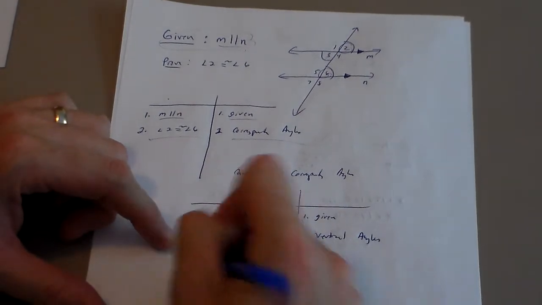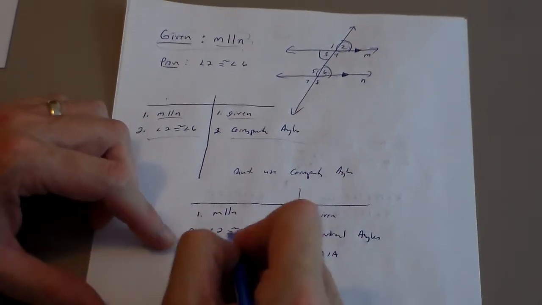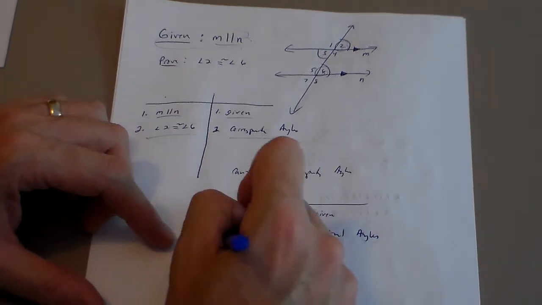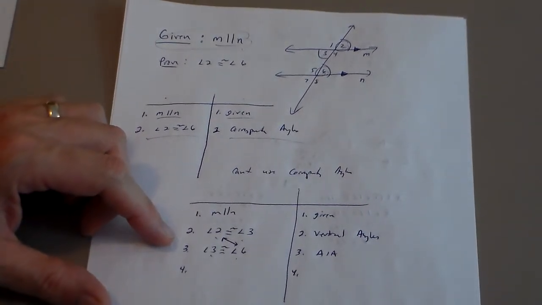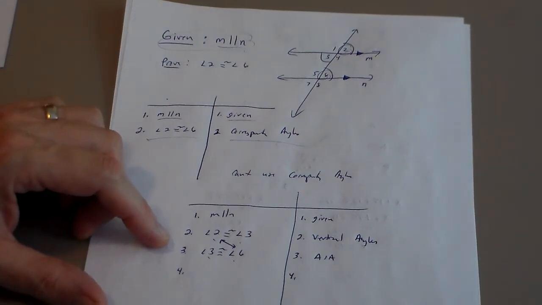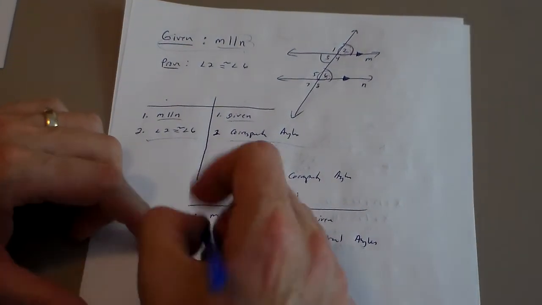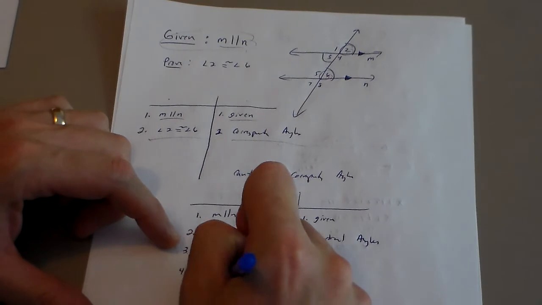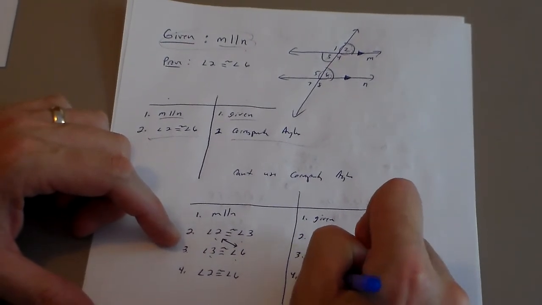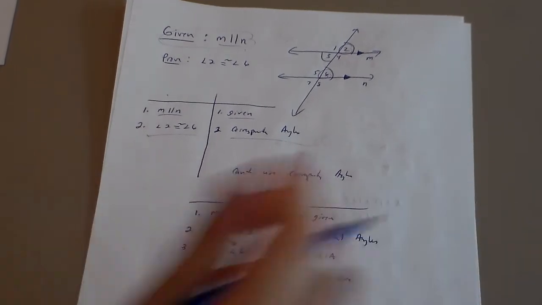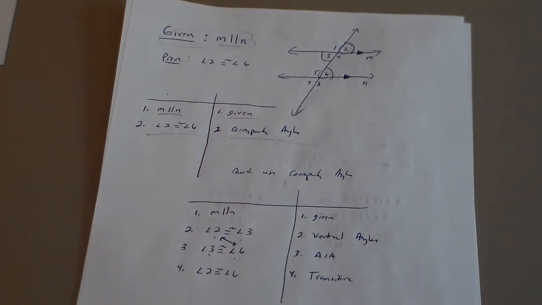And then we got to go on. And if I say 2 is congruent to 3 and 3 is congruent to 6, two things are equal to the same thing. How can I say they're equal to each other? Come on, this is one of our properties from chapter 2. Do you know it? Angle 2 is congruent to angle 6. Anybody? I'm sure somebody said it. Transitive. Okay?